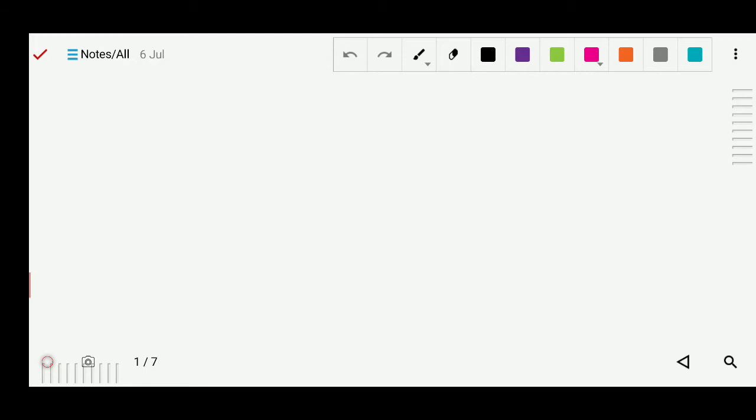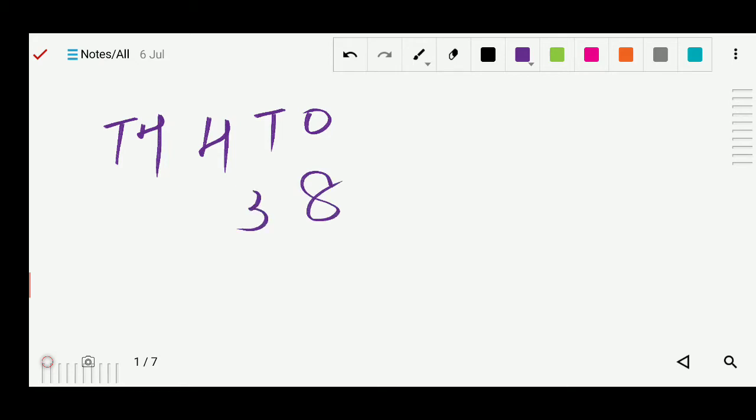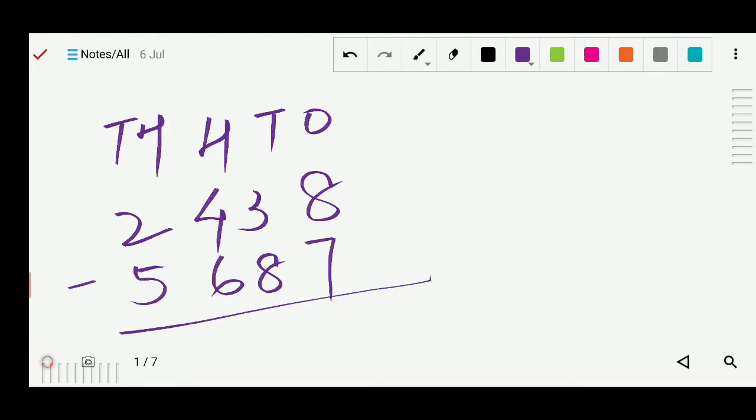Okay, how to add the ones, add the tens, add the hundreds, and add the thousands, and so on. It means first of all, you write the place values. Suppose here is the ones, here is the tens, here is the hundreds, and here is the thousands. So this is the place value of thousands, hundreds, and all. Suppose the number given here is 8, 3, 4, 2, and like this 5, 6, 8, 7. This is the number given, and you have to add.